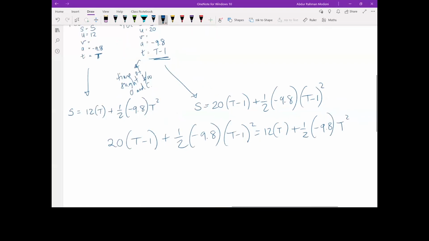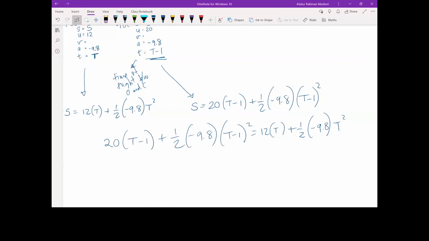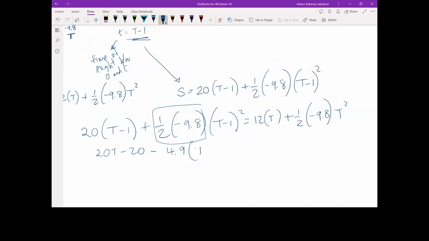Be careful here. We need to tidy this up a bit, expanding and so forth. When you're expanding, 20T minus 20, I'm going to multiply these two bits first, minus 4.9, and then my (T minus 1) squared. Make sure you don't make any silly errors such as this. This is a silly error, isn't it? You see what I've done here? Just squaring the T and the minus 1. It's the whole bracket squared, so don't forget that. T squared minus 2T plus 1 is equal to 12T minus 4.9 T squared.